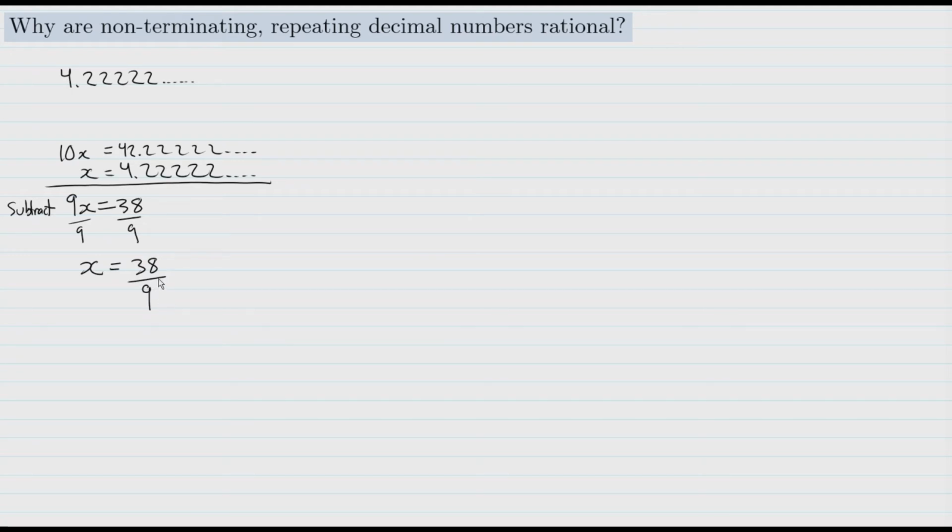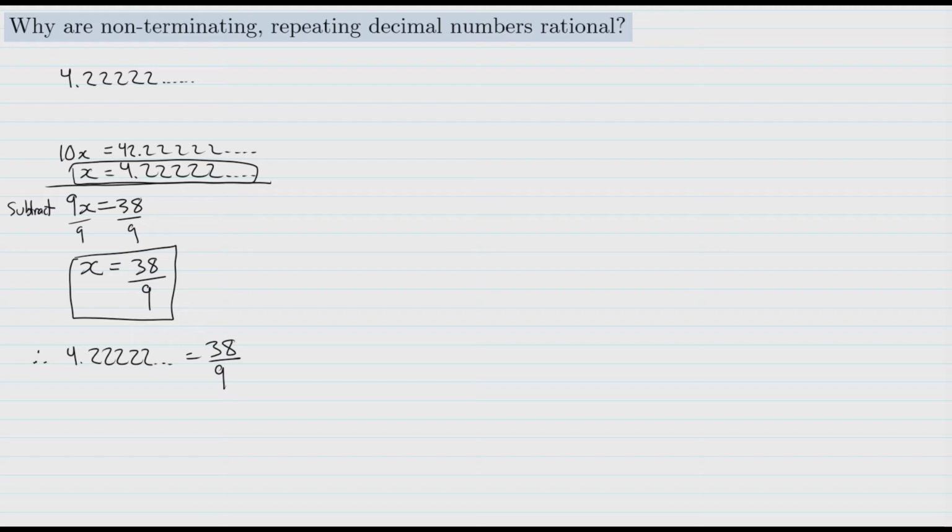And we're done. Think about what we have here. X is 38 ninths. But a minute ago, we had x is 4.22222 and so on. So we can conclude that this decimal number, 4.22222 repeated, is the same as 38 ninths. So we can say, therefore, 4.22222 repeated is 38 ninths. Therefore, this number is a rational number since it can be written as an integer over an integer.